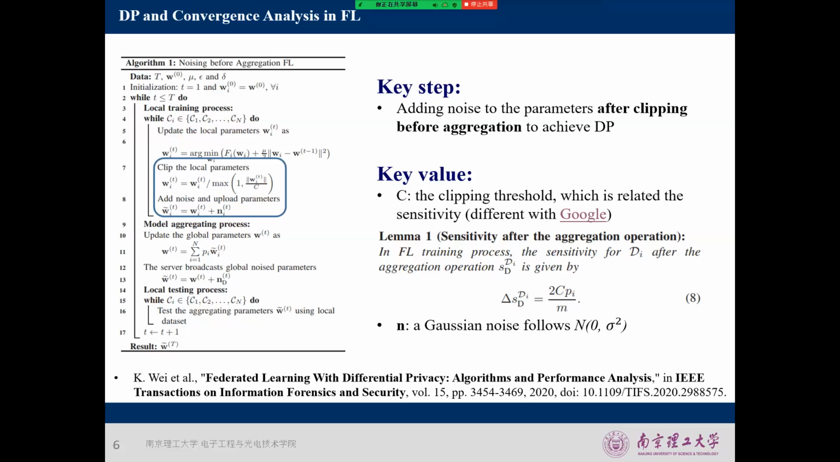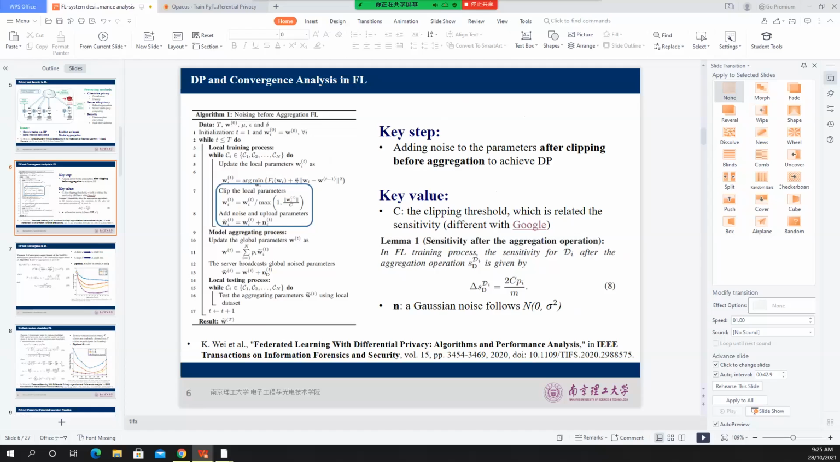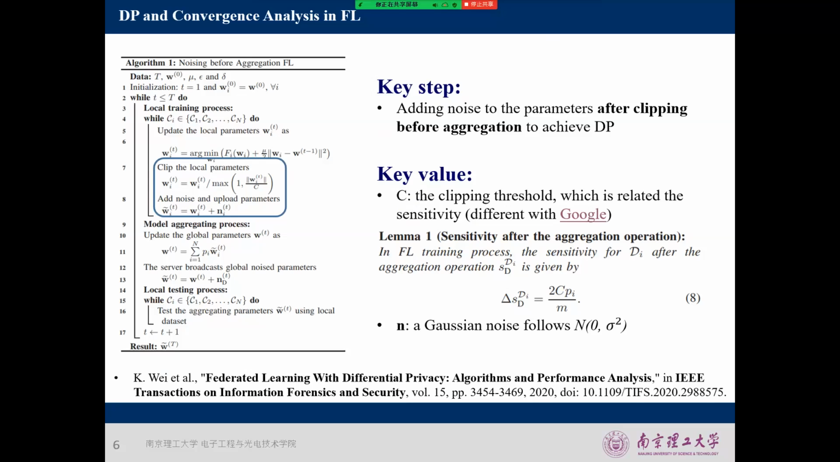So did I explain the difference? I think the reason the sensitivity is related to M here is that you clip the local model, and in step six the loss function is computed over the local data and you get the w_t here. After you change one data sample, the w_t will change, and in this way it's related to the batch size here, I think.